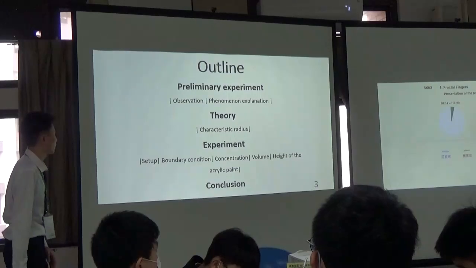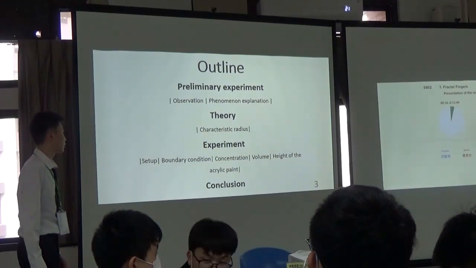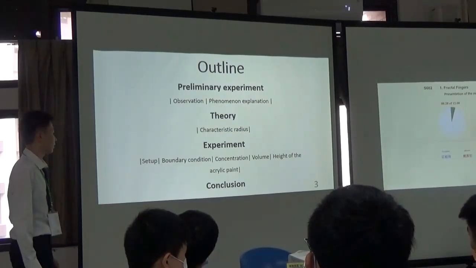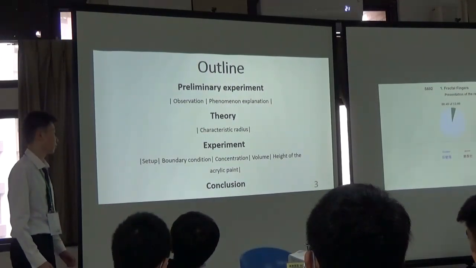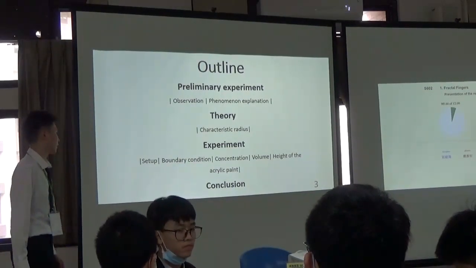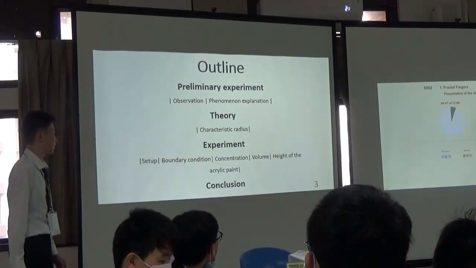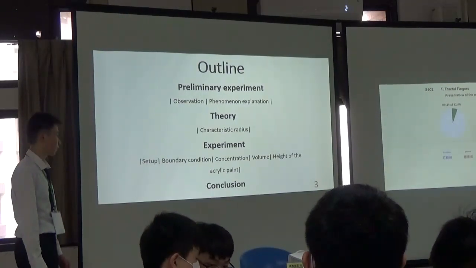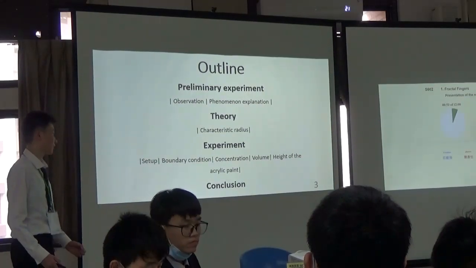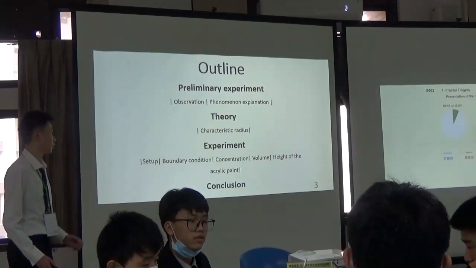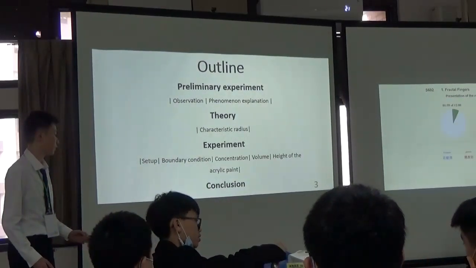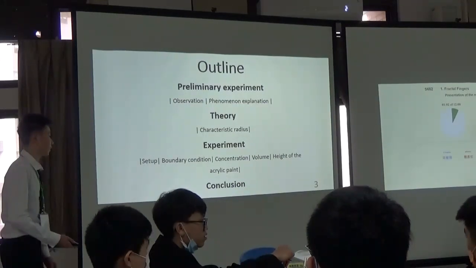This is the outline of my report. First, in the preliminary experiment part, I will show the observation video and explain this phenomenon. In the theory part, I will show the theory to calculate the characteristic radius. In the experiment part, first I will introduce my setup and the measurement of the boundary condition of this phenomenon, and I will do the experiment with parameters like initial concentration and volume of the mixture, and also the height, which is the thickness of the diluted acrylic paint. Finally, I'll give a conclusion.